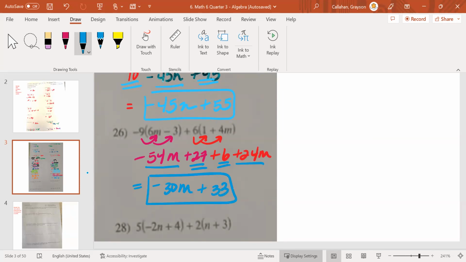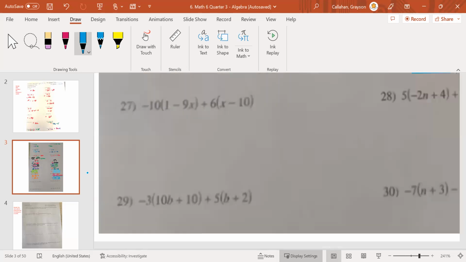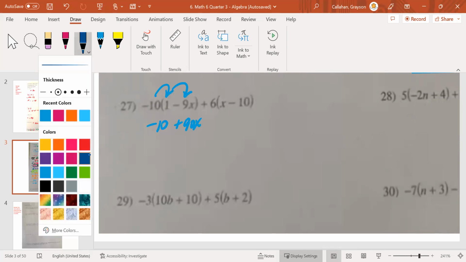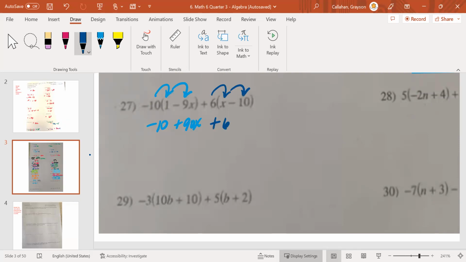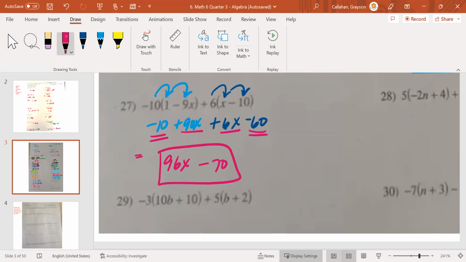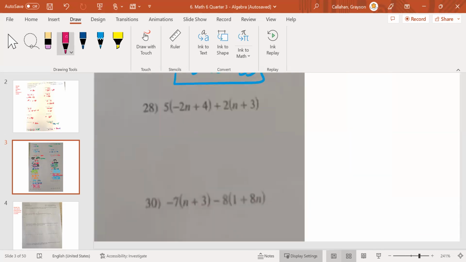So just make sure when you're working on this, you check it, okay? 27, same idea. Distribute that negative 10. Make sure you distribute that positive 6. Combine your like terms. Make sure you combine the one with the x and the numbers without variables. And that's your answer. Number 28.